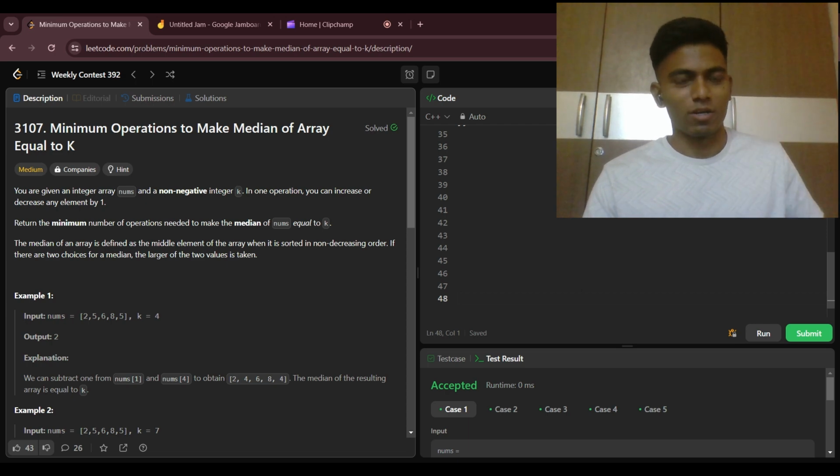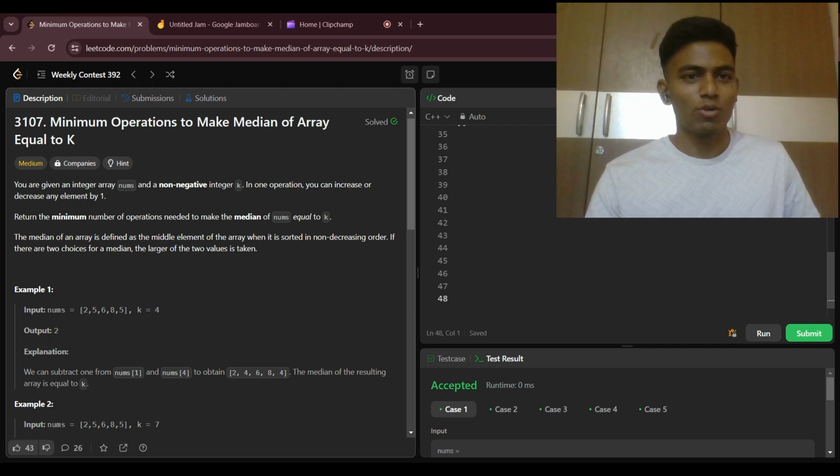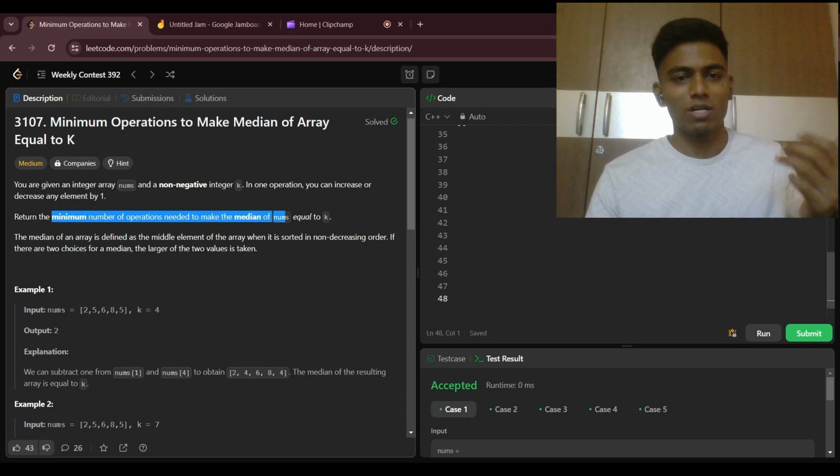So today we are going to be looking at the weekly contest third question, which is minimum operations to make the median of array equal to k. We are given an integer array nums, which consists of all the numbers present in the array, and we have k, a non-negative integer. We need to make the median of nums equal to k, using the minimum number of operations.